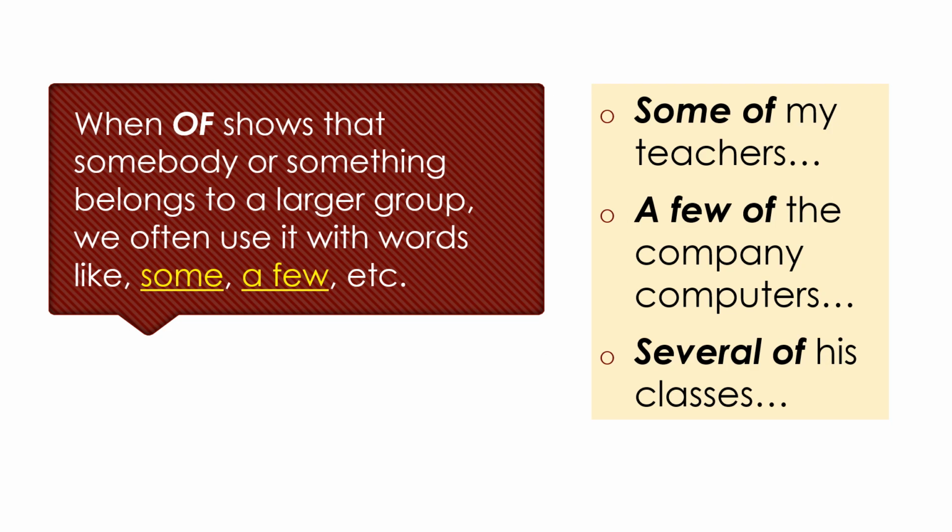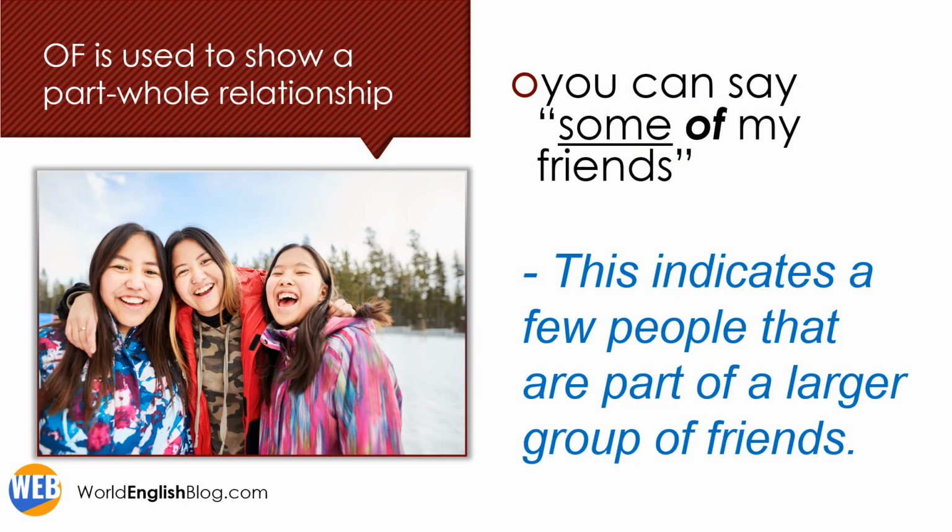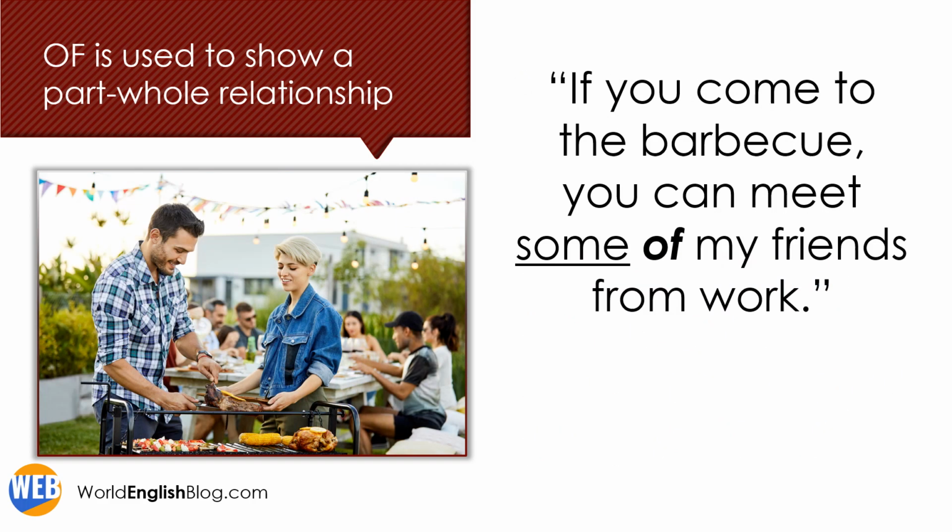When of shows that somebody or something belongs to a larger group, we often use it with words like some, a few, etc. You can say some of my friends. This indicates a few people that are part of a larger group of friends. If you come to the barbecue, you can meet some of my friends from work.